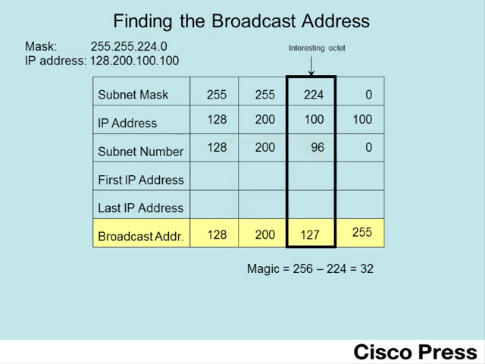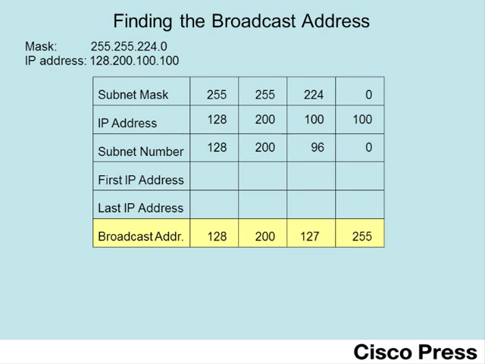So the subnet broadcast address in this case is 128.200.127.255. Now that you know both the subnet number and the subnet broadcast address, finding the first and last address in the range is pretty simple.